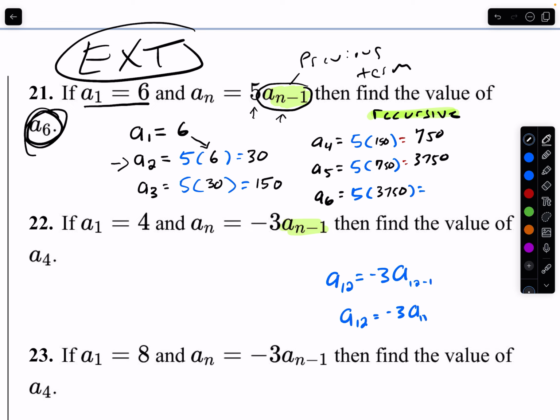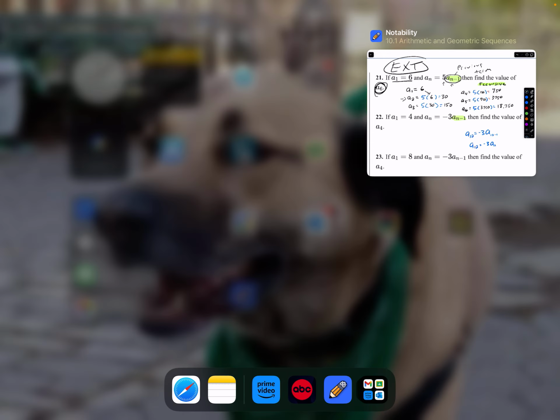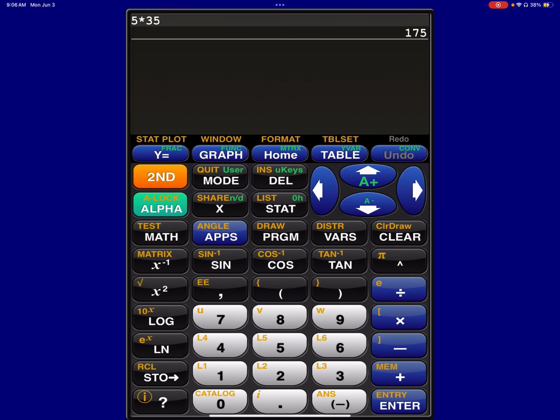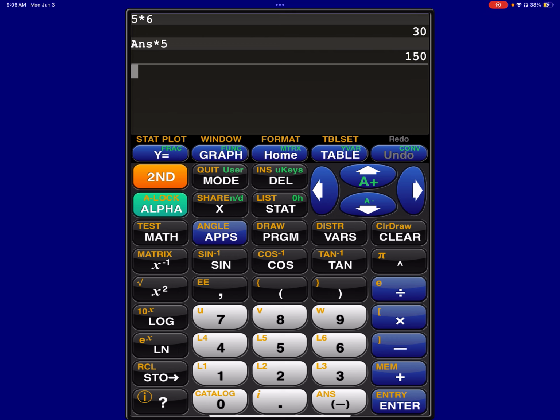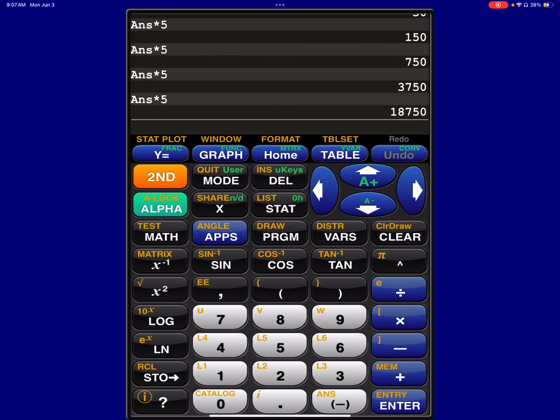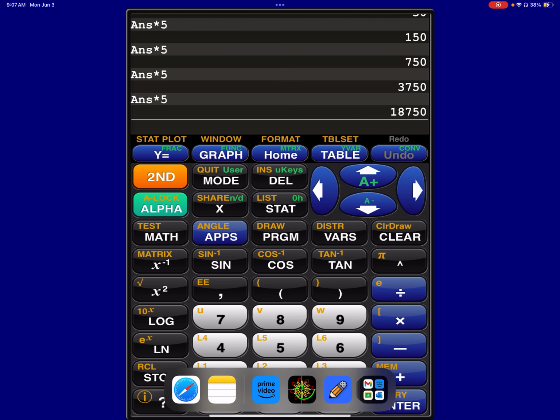3,750. And what's nice in your calculator right here, I got 18,750. What's nice in your calculator with recursive formulas is you could just hit times 5, times 5, times 5, times 5. Okay? So for example here, I'm doing 5 times 6, which we started with, right? I get that. If I just hit times 5, you can see that the same thing is just going to come up. It's going to generate the sequence. So recursive formulas are kind of easy for calculators and computers to compute because you're just using the previous term to generate the next term.